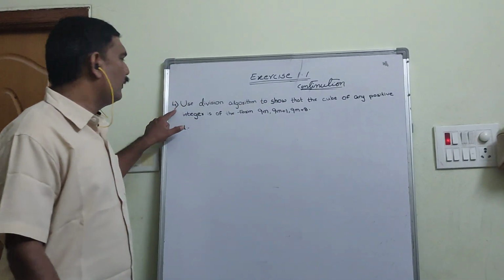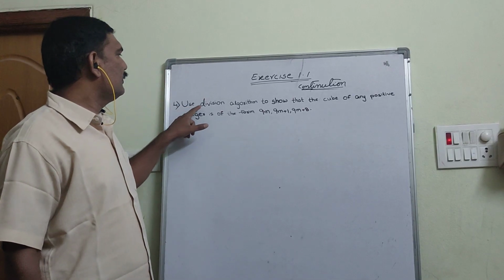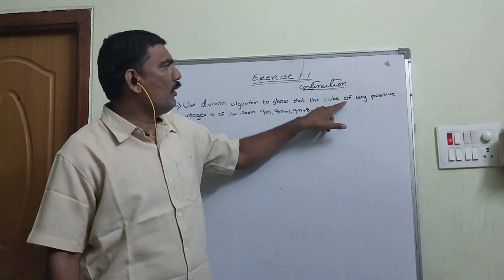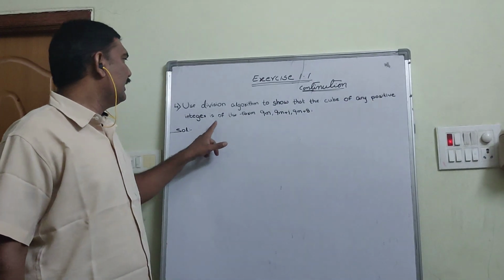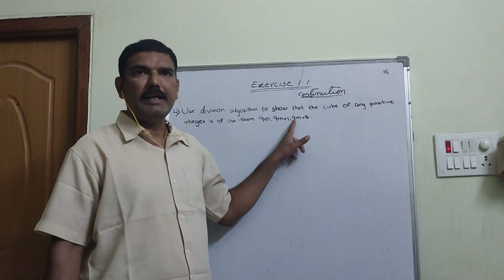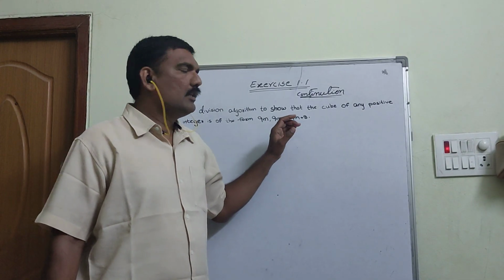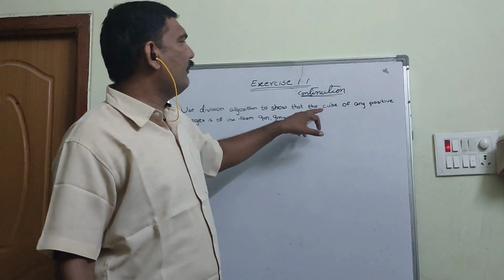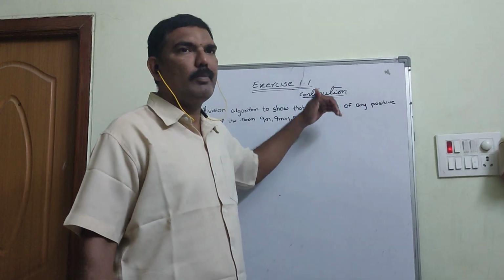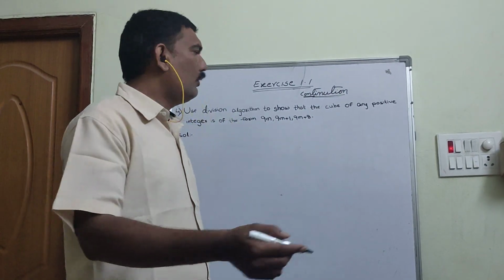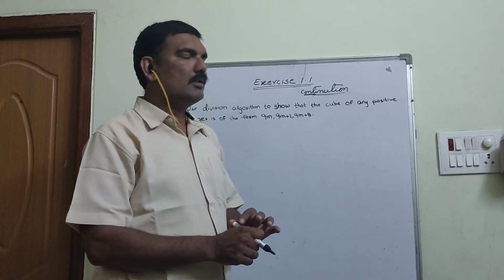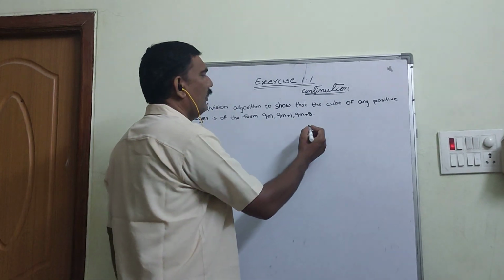Exercise 1.1, fourth question. Use division algorithm to show that the cube of any positive integer is of the form 9m, 9m plus 1, 9m plus 8. In the previous problem we did the square of any positive integer. Now you have the cube of any positive integer. So before going to the solution, I want to explain this problem once.